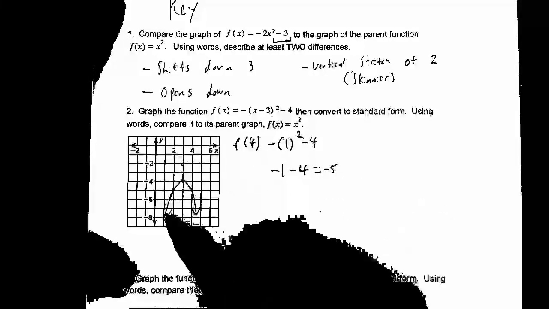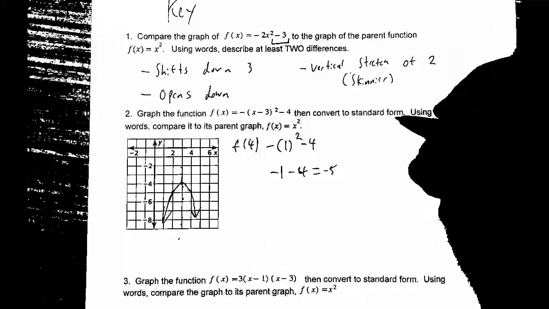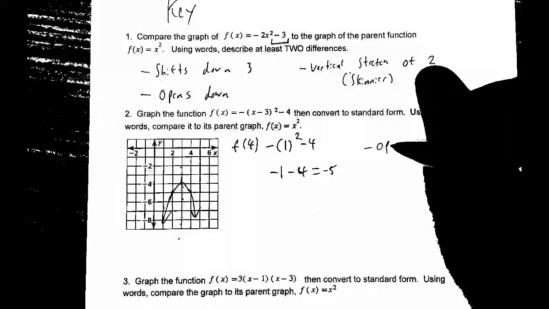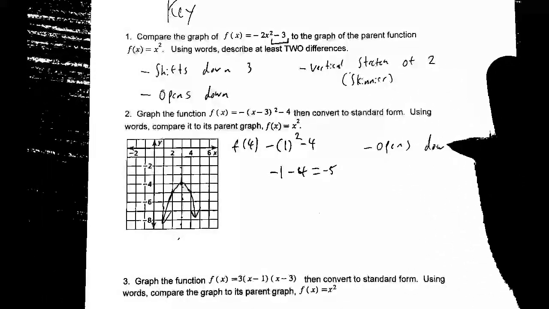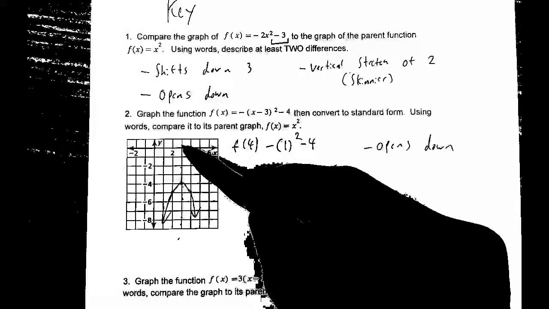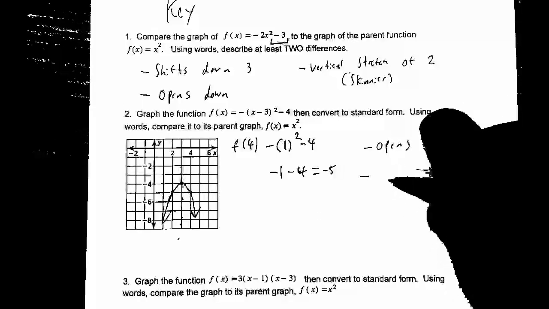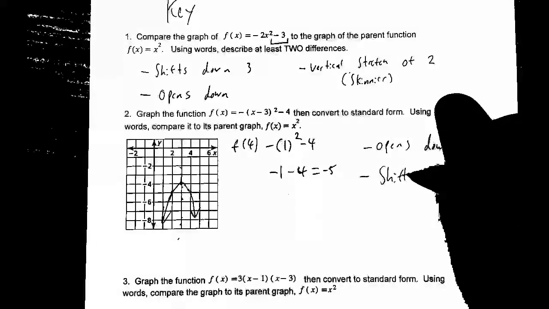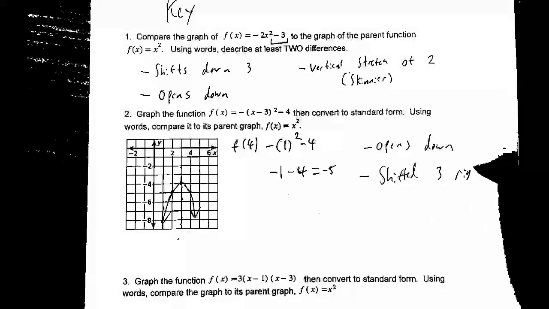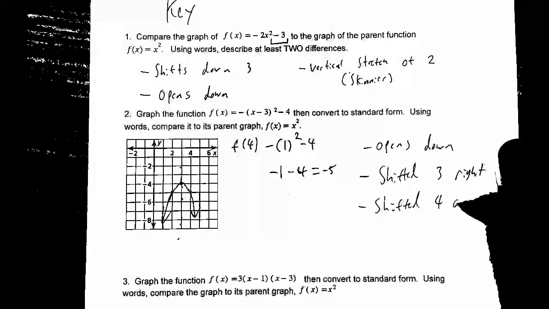How does this compare to the parent graph? Well, it opens downward. That's a difference. It opens down, and it's shifted 3 to the right and 4 down. Those are the differences.